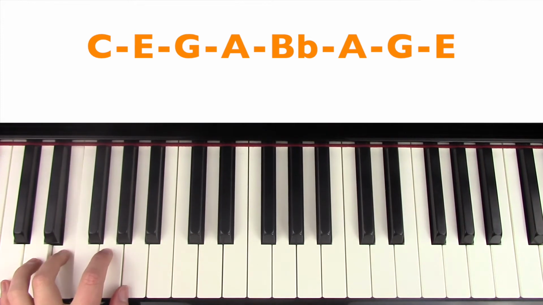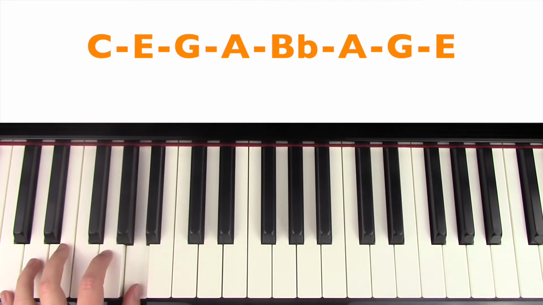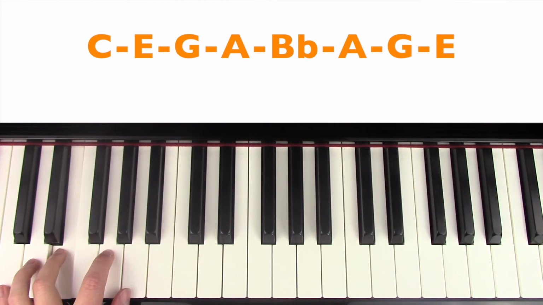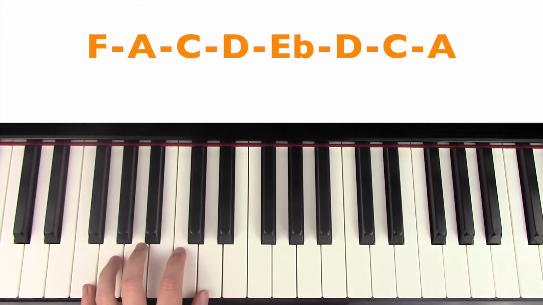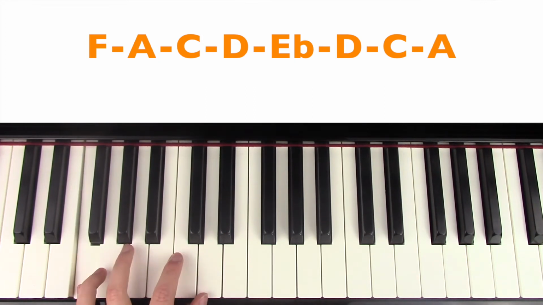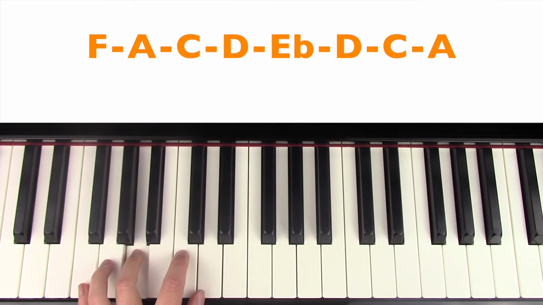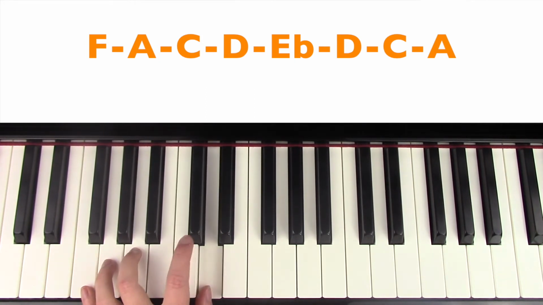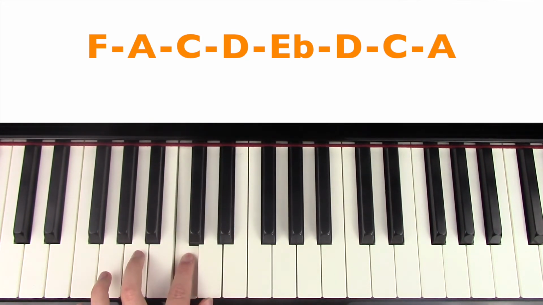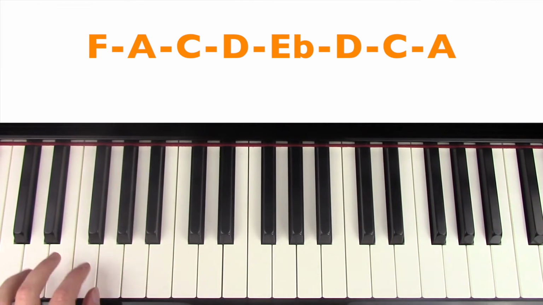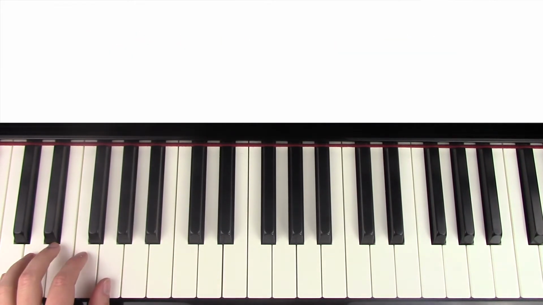So 1, 2, 3, 4. Then you'd come up to the F. So we have F, A, C, D, E flat, D, C, A, and then back down to the C pattern again.